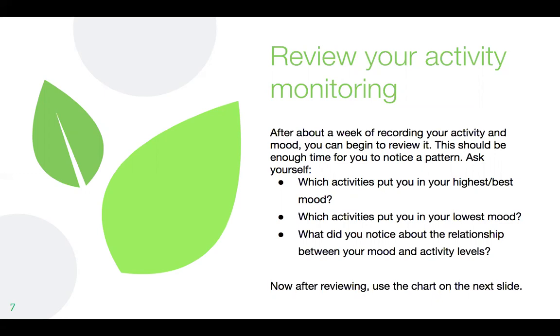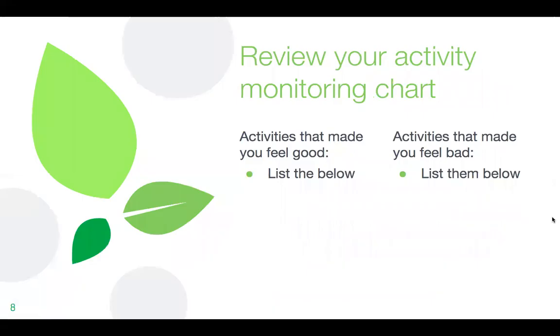Now, after reviewing this, use the chart on the next slide. You want to review your activity monitoring using the chart. So again, you can write it out on a piece of paper. It's just 2 columns. So one is list out the activities that made you feel good. List them below. Then list the activities that made you feel bad. And again, list them below as well. It can be in point form, nothing too fancy, just list the activities there.